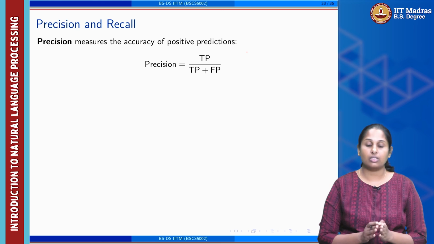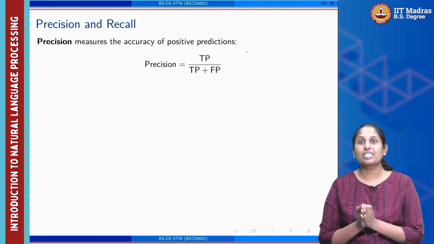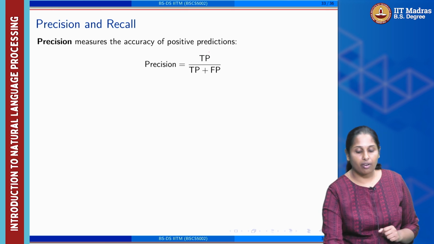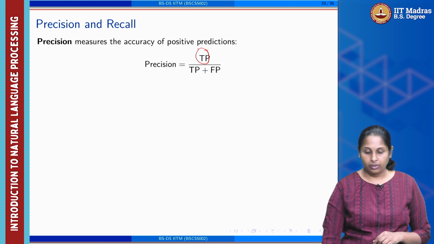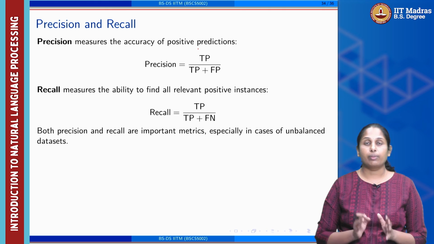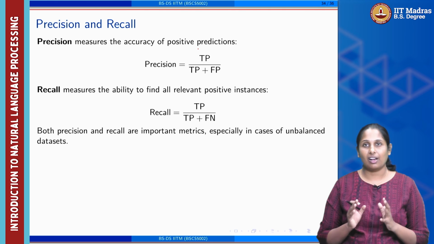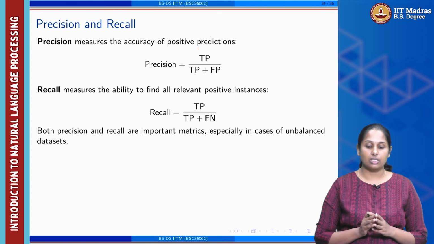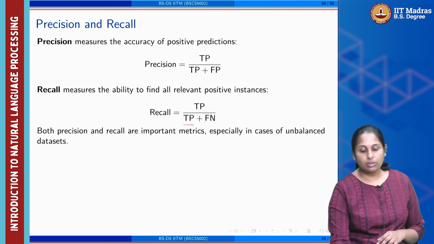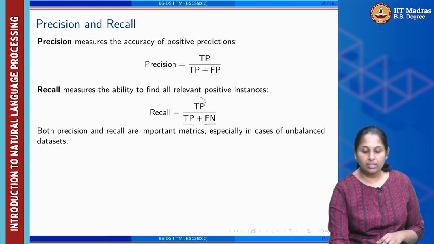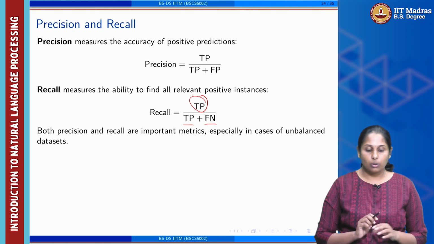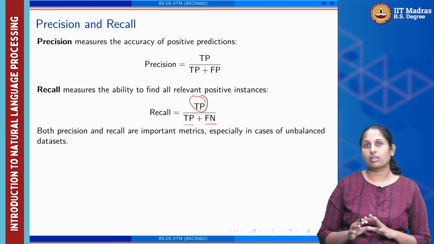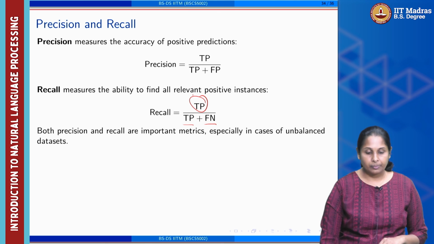Precision measures the accuracy of how many times positive predictions happen. So out of true positives and false positives, how many of them are true positives? Recall, on the other hand, measures the correctness of the truly positive instances. So it considers true positives and false negatives, out of which how many are true positives. Both precision and recall are very important metrics, especially in the case of unbalanced data sets.